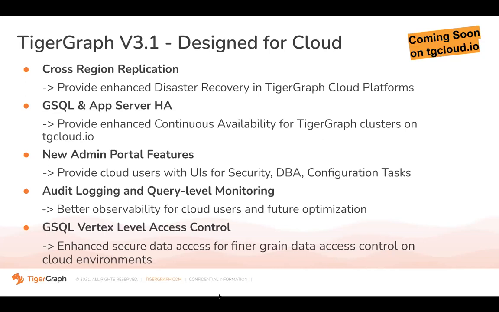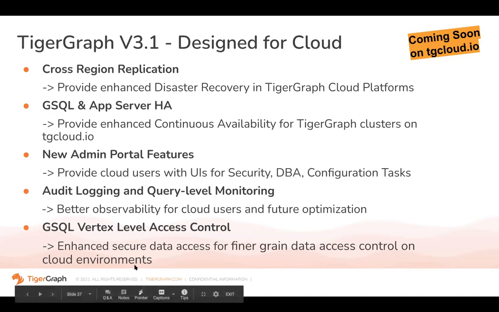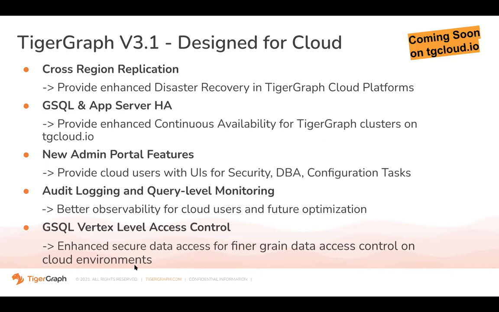And then for the last part, of course, these are just the main points, right? The last part, GSQL Vertex-Level Access Control, really provides enhanced security access for finer grained data access control on all the cloud environments. So all of these features, in addition to some of the other ones that we didn't have time to mention, everything we're designing for TigerGraph to run smoothly and seamlessly in cloud environments.